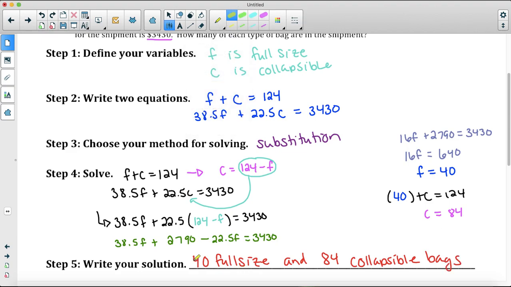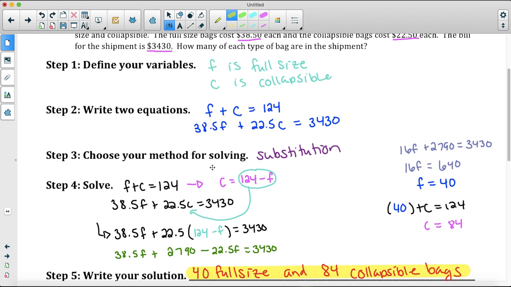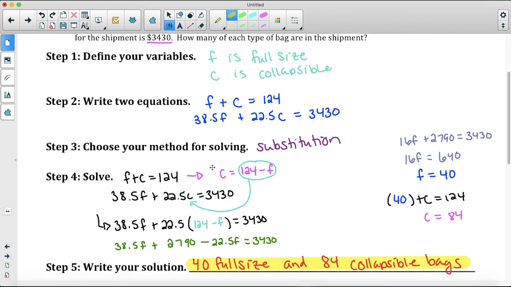We could write this as a coordinate if we were graphing it and we knew which one represented our x-axis and which one represented our y-axis. But because we are writing it in word problems, we want to make sure we write our solution in context of the problem. The question asked how many of each type of bag are in the shipment. We want to know the exact amount of what type we have. So we have 40 full size and 84 collapsible bags.